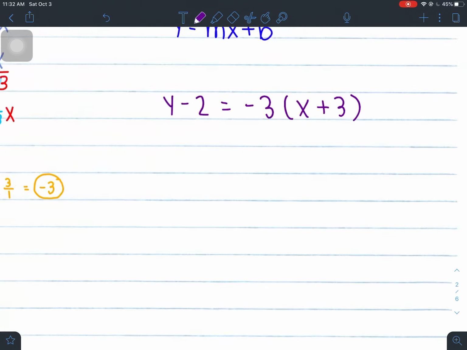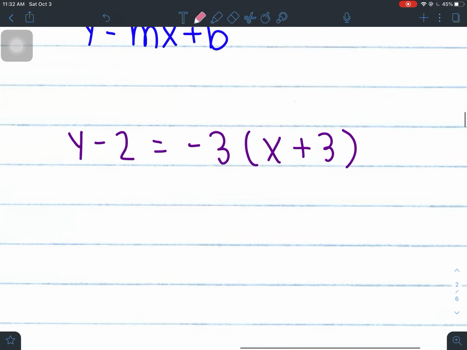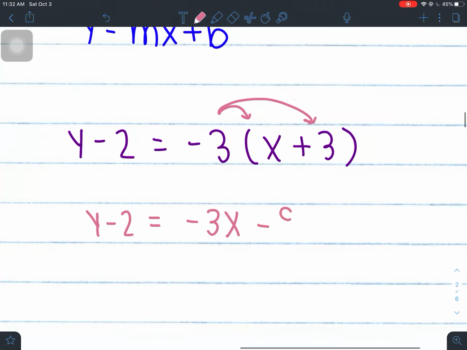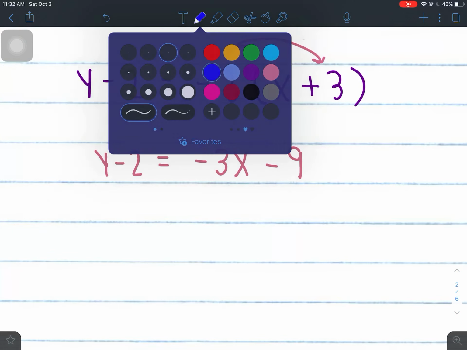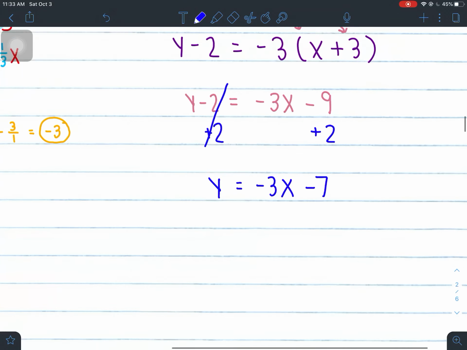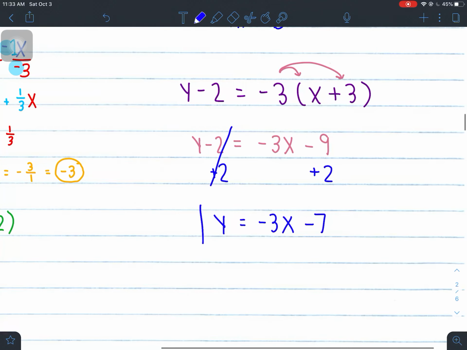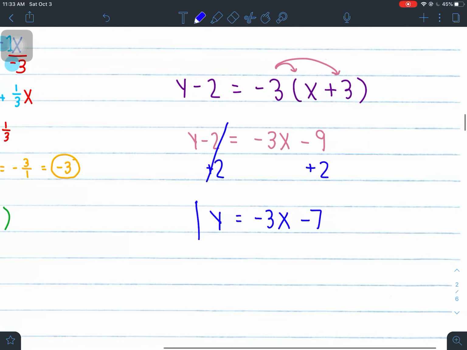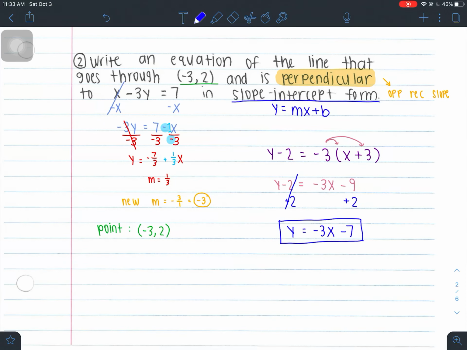All right, so let's go ahead and simplify this because we need this in slope-intercept form. Negative 3 times x is going to be first. So y minus 2 equals negative 3 times x is negative 3x. Negative 3 times 3 is negative 9. Then the next step here is to get y by itself by adding 2 to both sides. So we have y equals negative 3x. Negative 9 plus 2 is negative 7. This is in slope-intercept form, so then this would be my final equation. Oops, that's very crooked. Okay, so that's our slope-intercept form equation.